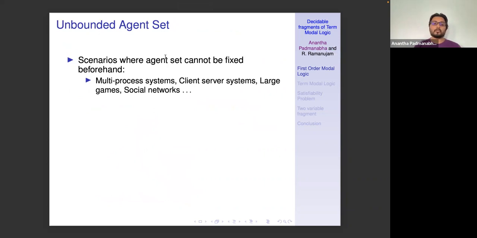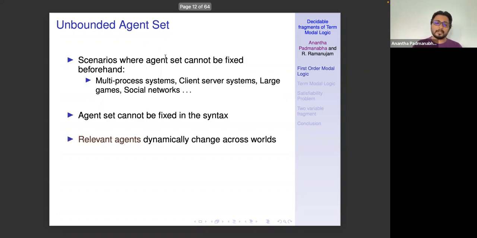Now, there could be a lot of cases where this is not the case, right? For instance, if you think of multi-process systems where new processes are created and some old processes die, we cannot fix the agent set beforehand, because it keeps changing dynamically. Similarly, in a client server system, there could be new clients coming in with requests, old clients going away, and so on. Similarly, large games, voting or social networks. These are the settings where we cannot fix the agent set beforehand, right?